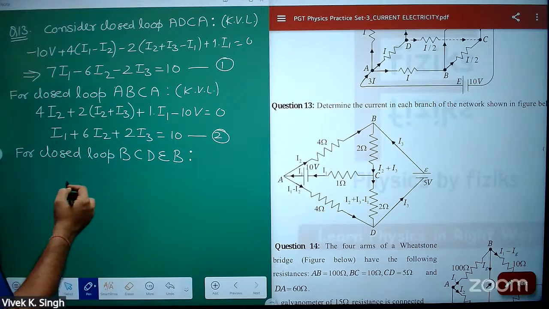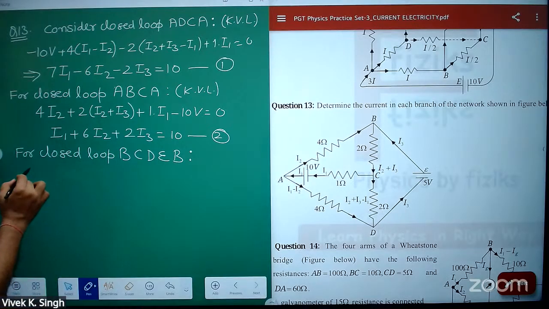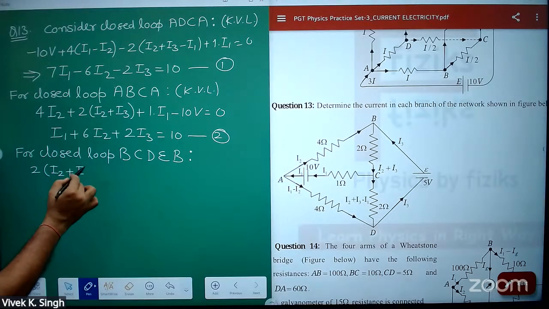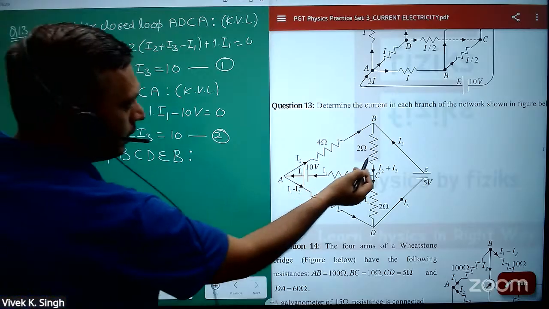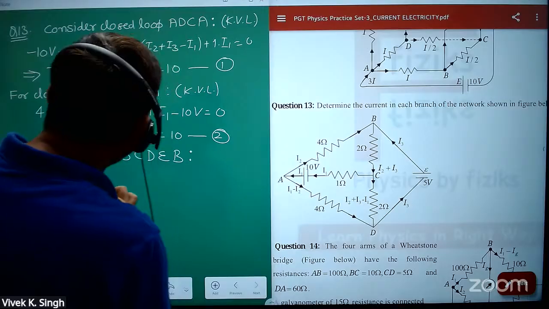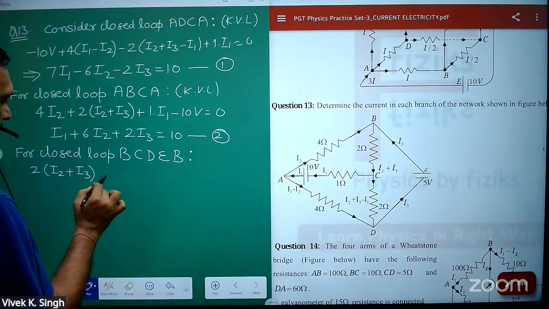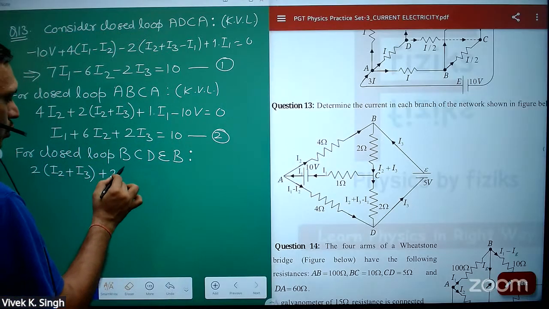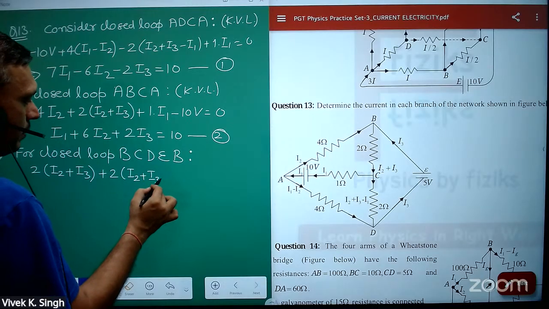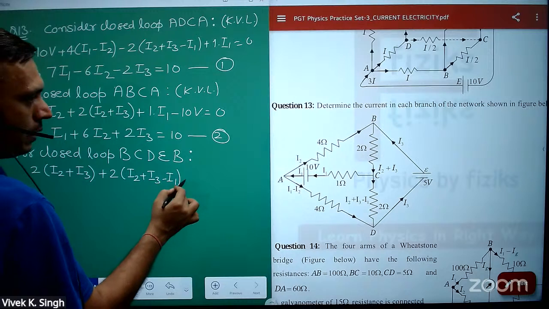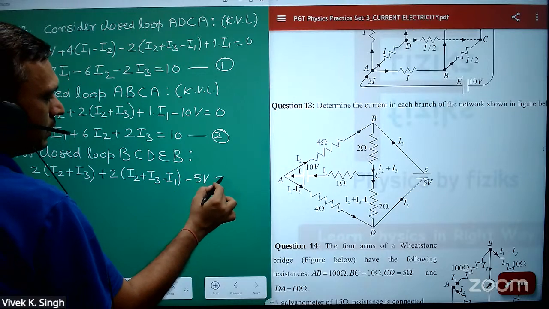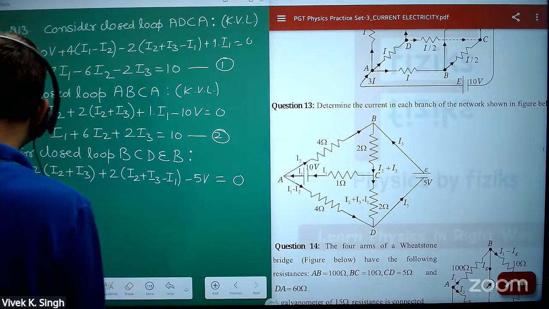Again apply KVL. So you will get 2(I2 + I3), because this is the direction of current. Current is flowing from high potential to low potential, so I am taking plus sign. So plus 2(I2 + I3 minus I1). Then minus 5 volt is equal to 0.